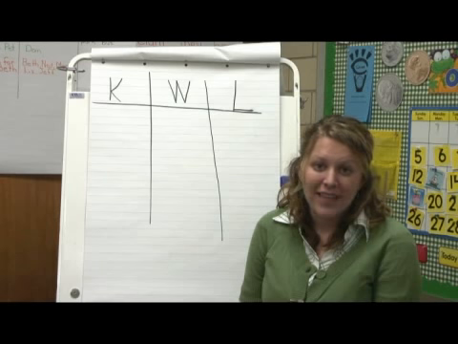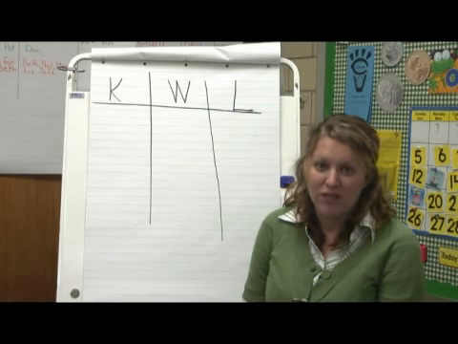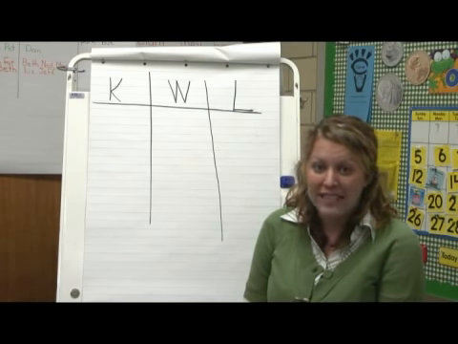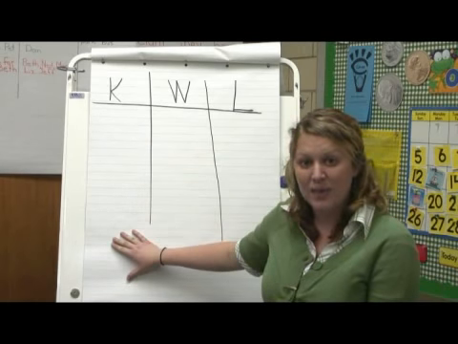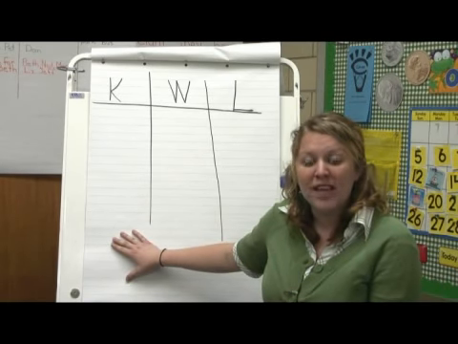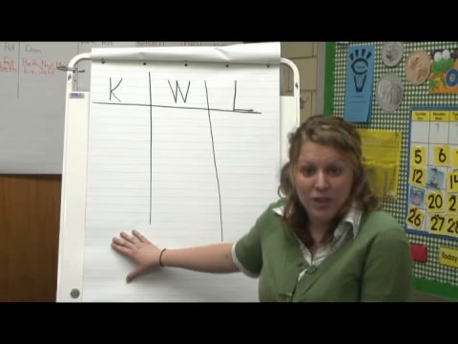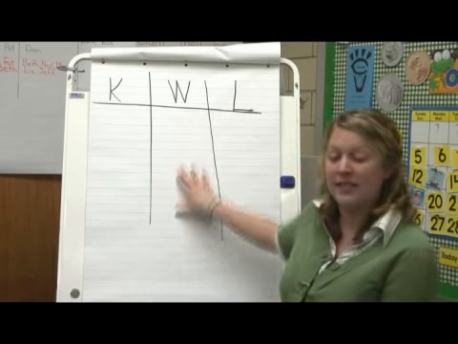When using this chart in the classroom, you'd want to sit down with the children and first have them brainstorm all the things that they already know about the topic, which is fruit. And you would write that in the first column. Next, you would want to ask them, what would you like to know about fruit? And write their responses in the middle.